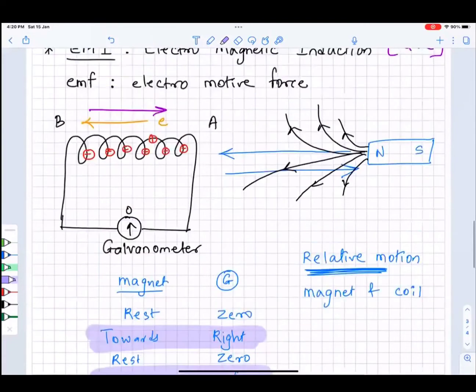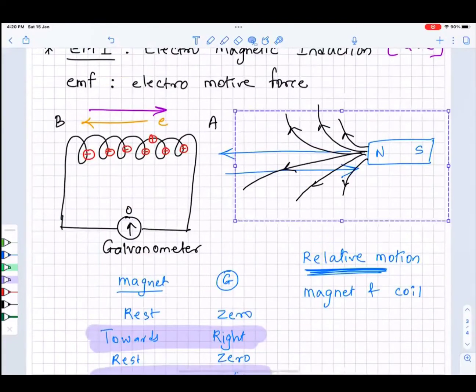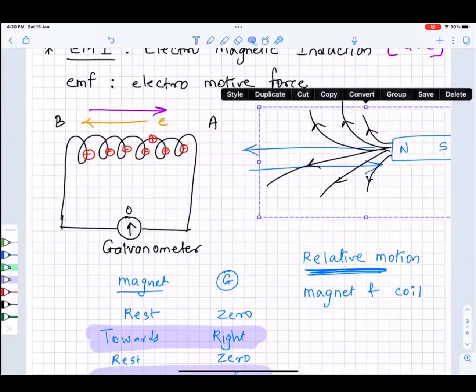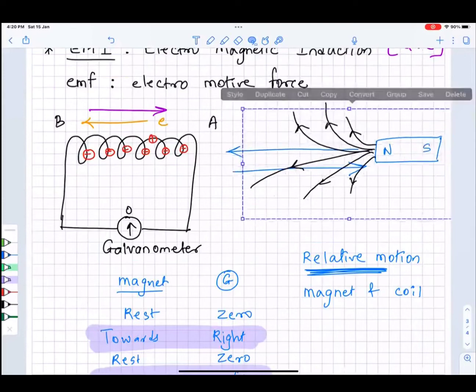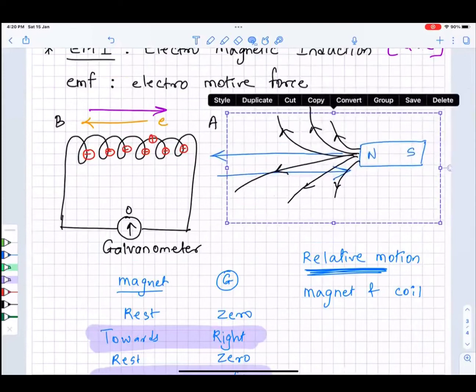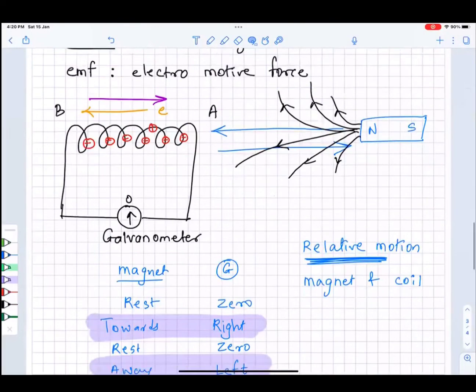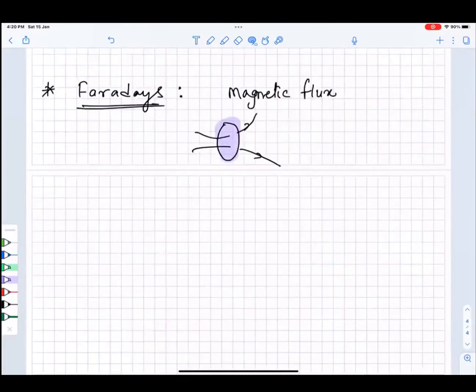When your magnet is moving in and out, the magnetic field lines, let's assume first there was just one line, then 2 lines, then 3, then 4, then 5 lines going in, then again decreasing. So your magnetic flux increases and decreases. The reason you want the magnet to keep moving in and out is that only then is there a change in the magnetic flux.